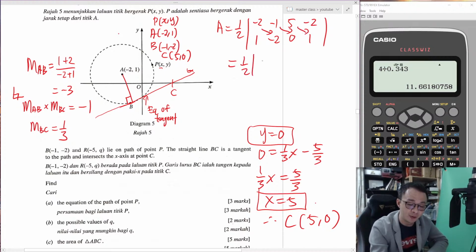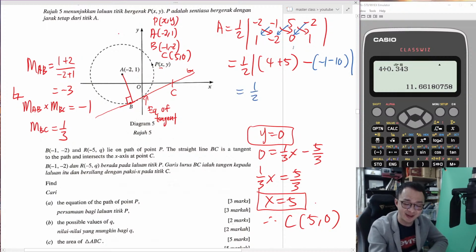So 1 over 2. So here I multiply, I will get 4 plus 0 plus 5. Minus, we multiply opposite direction. So this is negative 1 minus 10, 0. Okay, so here should be 9, negative 11 plus 11. So it's 20. So the area is 10 unit square.